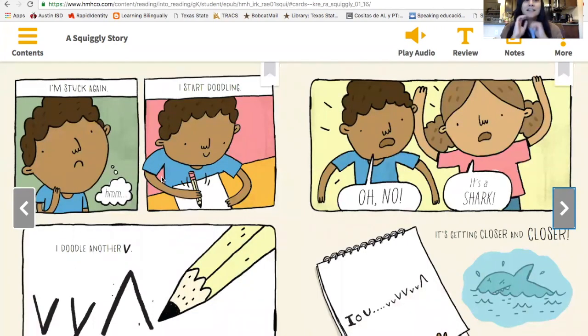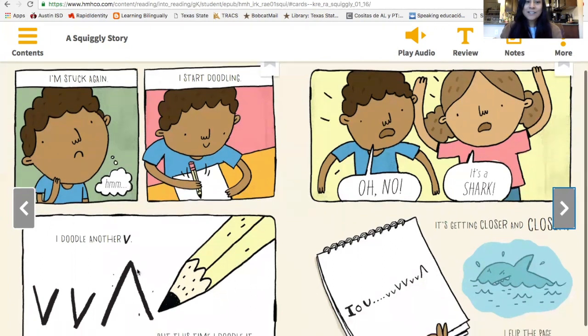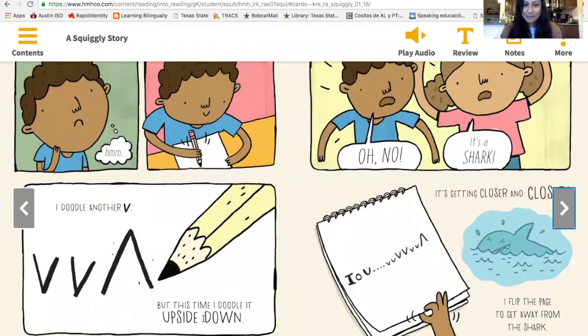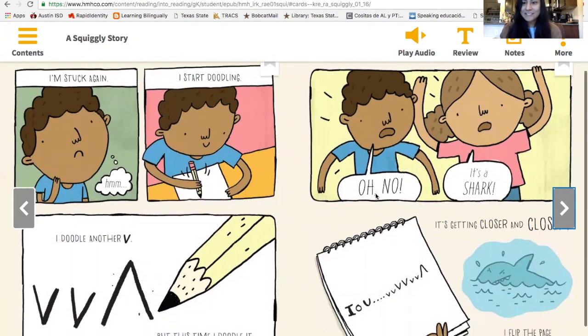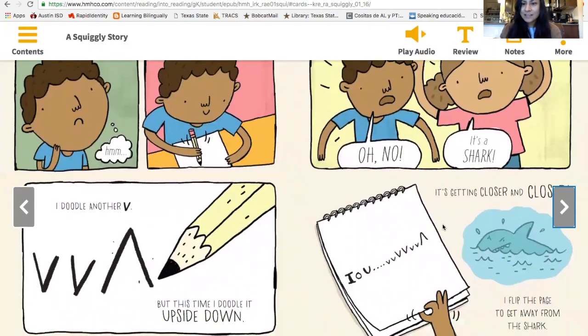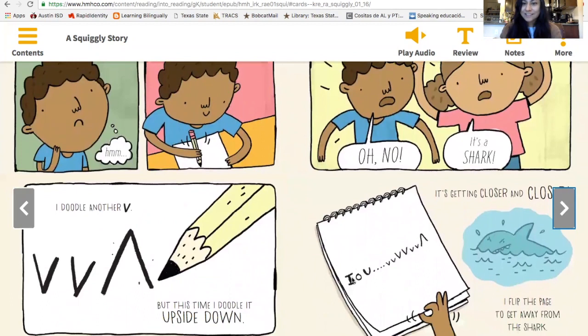I'm stuck again. I start doodling. I doodle another V, but this time I doodle it upside down. Oh no, it's a shark. It's getting closer and closer. I am playing soccer with you at the beach. There's a shark. It's getting closer and closer.